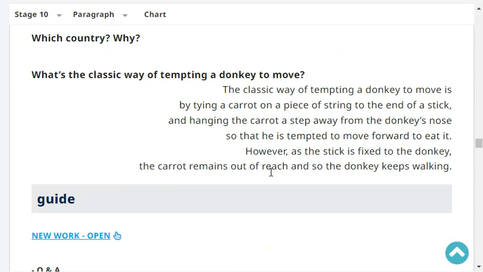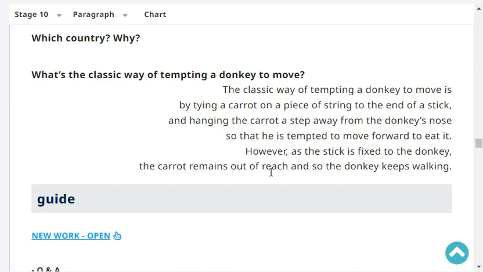Okay, next. What's the classic way of tempting a donkey to move? The classic way of tempting a donkey to move is by tying a carrot on a piece of string to the end of a stick and hanging the carrot a step away from the donkey's nose, so that he is tempted to move forward to eat it.